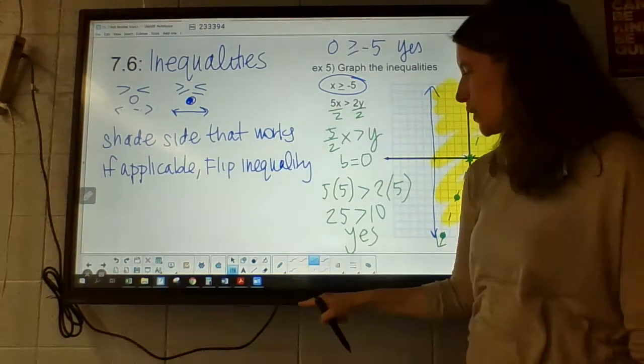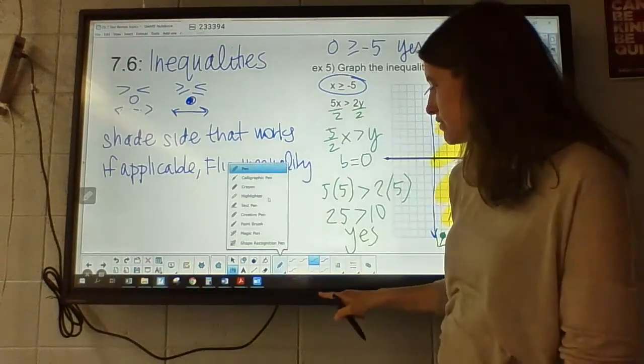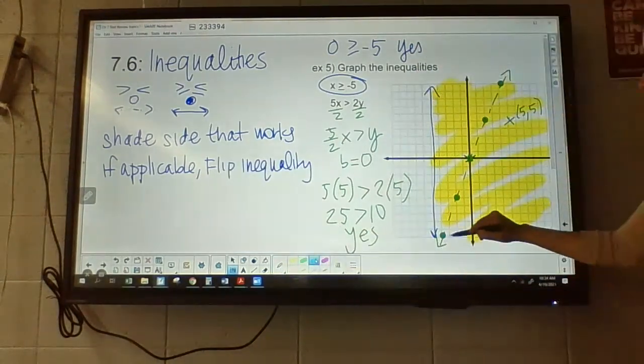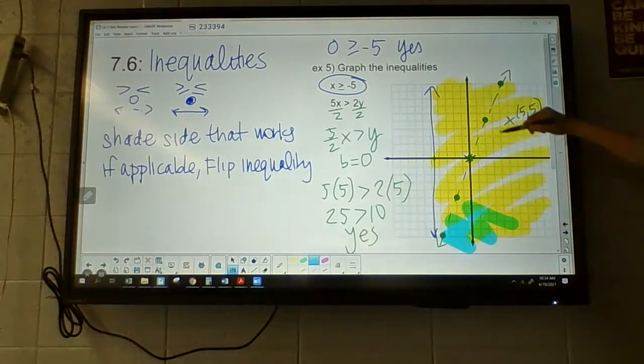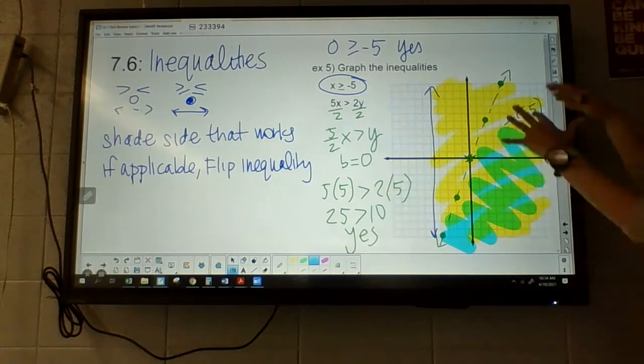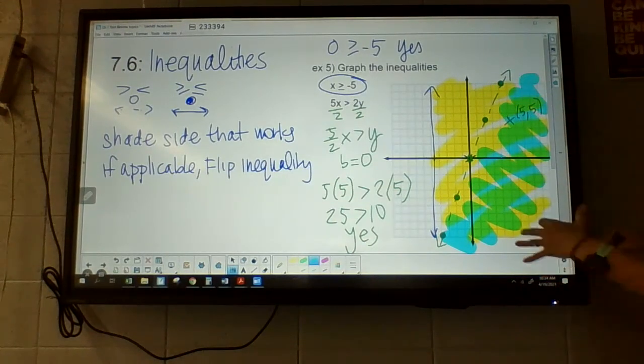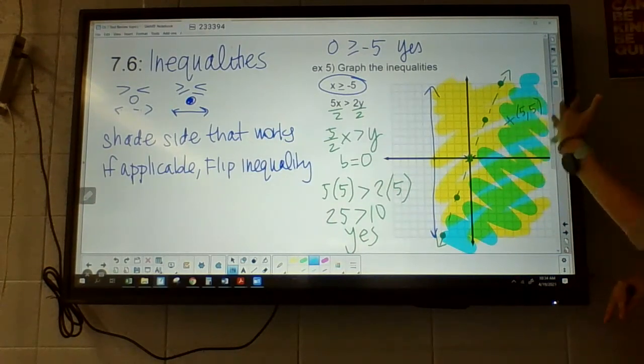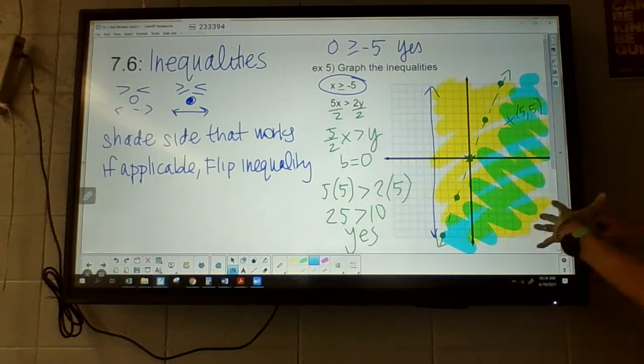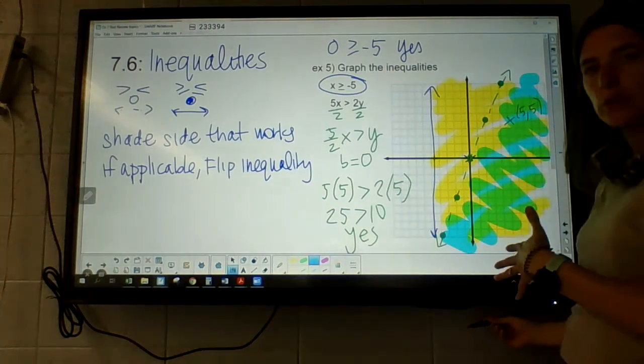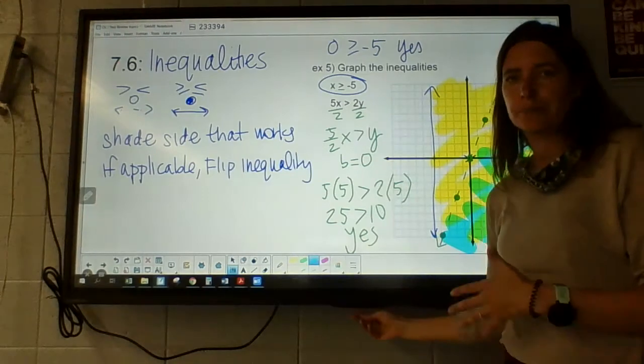So this is kind of a strange one. It kind of is a weird shading situation here. I'm going to shade over here. So the overlapping section is kind of like this one's whole section anyhow. So this green section is the solution. So anything over here works. So we're doing good that we can have that working.